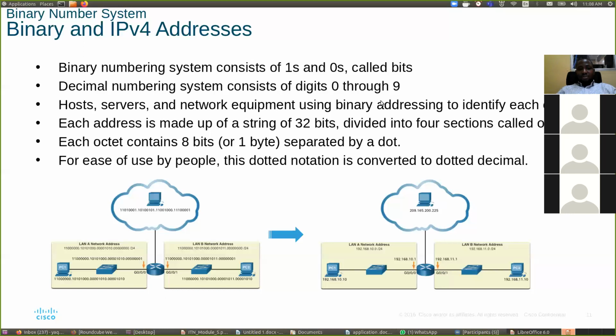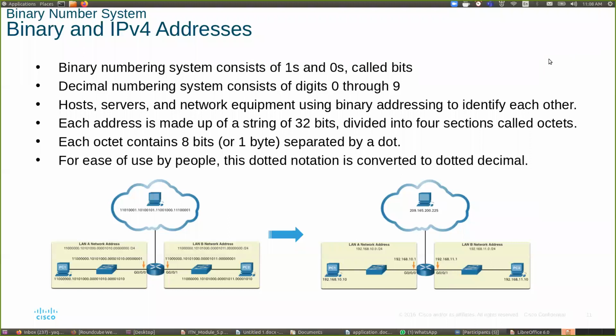So why do we have to study these binary number systems? You should understand that computers, servers, and network equipment only understand binary numbers. They only understand zeros and ones. They don't understand anything else except zeros and ones.